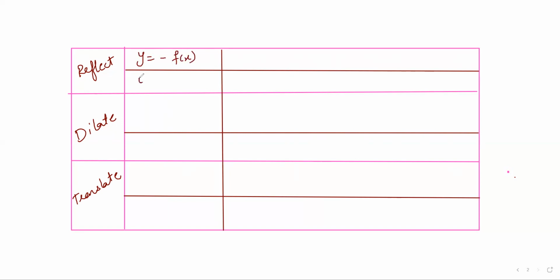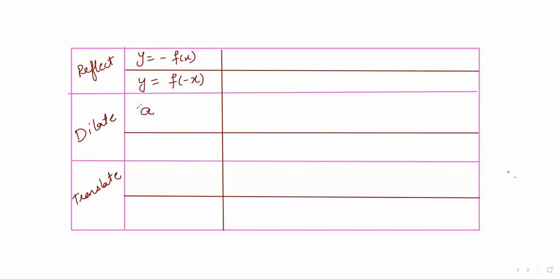Number 1 was reflect. 2 was dilate. And the last one was translate. Reflect has 2 options, either y is equal to negative f of x or y is equal to f of negative x.